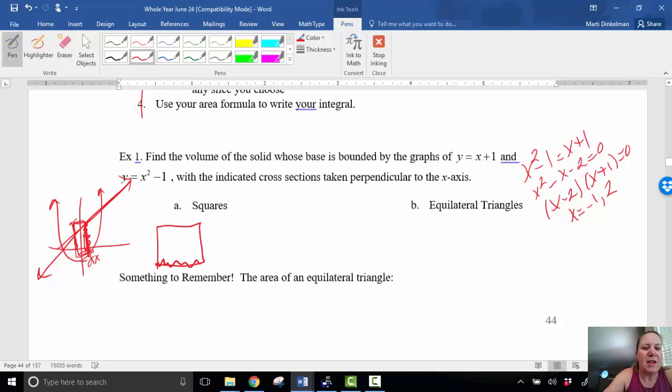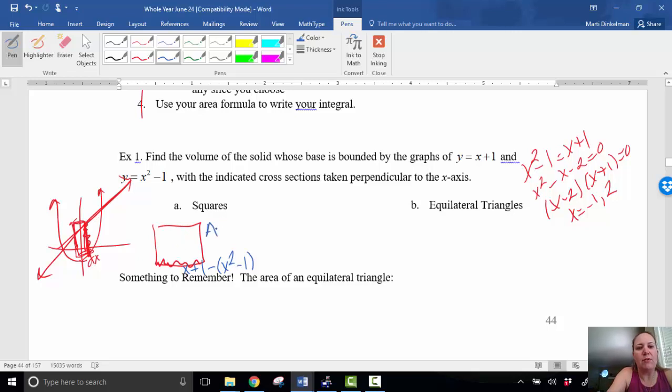these two curves. It's sometimes still helpful to think about top minus bottom, just like we would have done in area, so that we can find the length of this shape. So the line is on top, so this is going to be x plus 1 minus x squared minus 1. That's going to be that side, and since this is a square, we know both sides are the same.